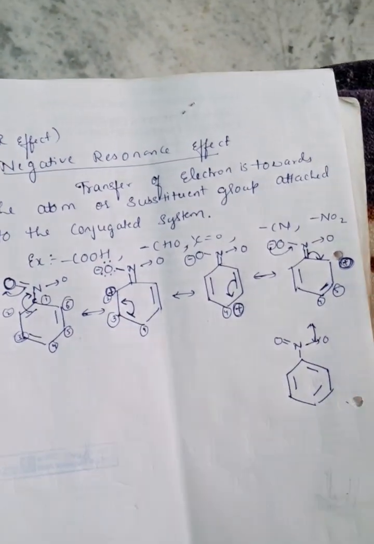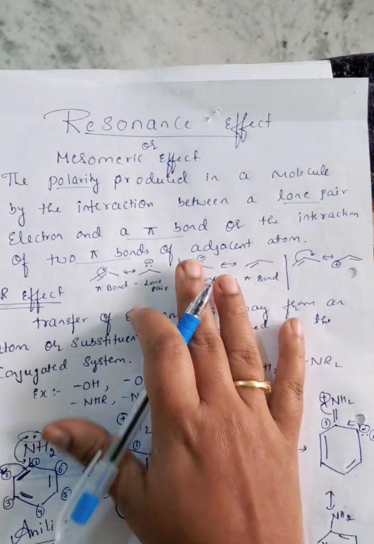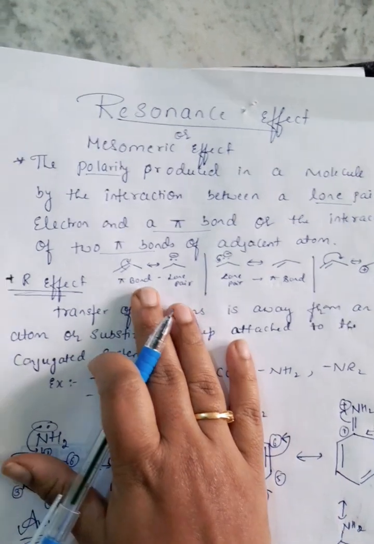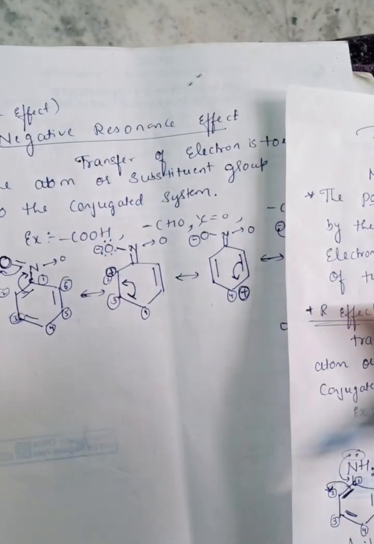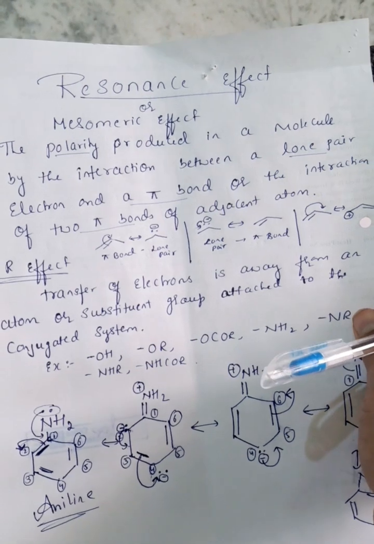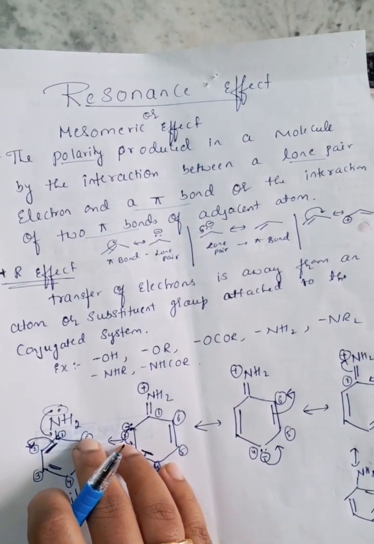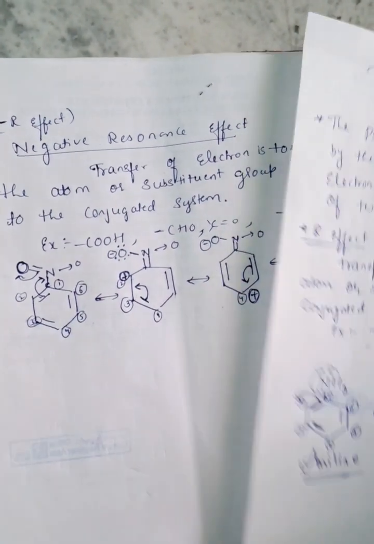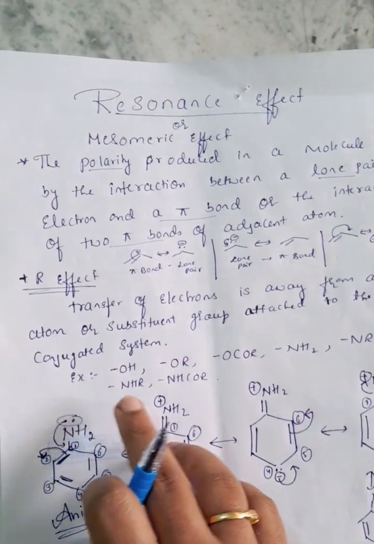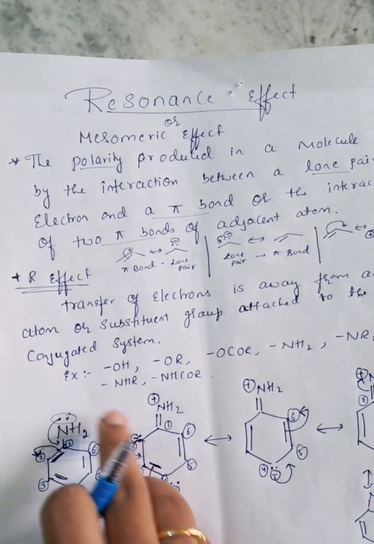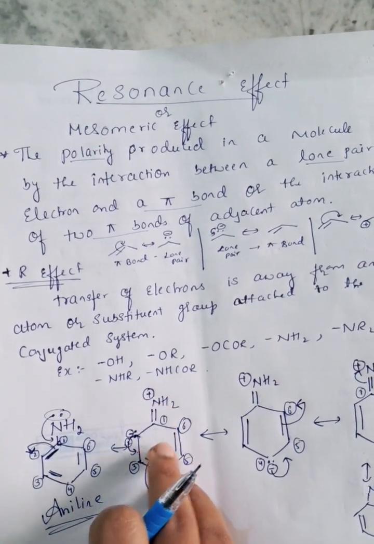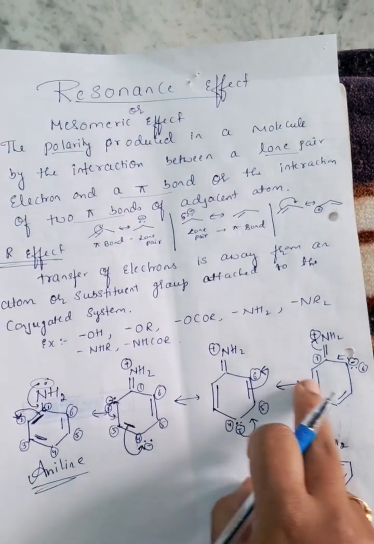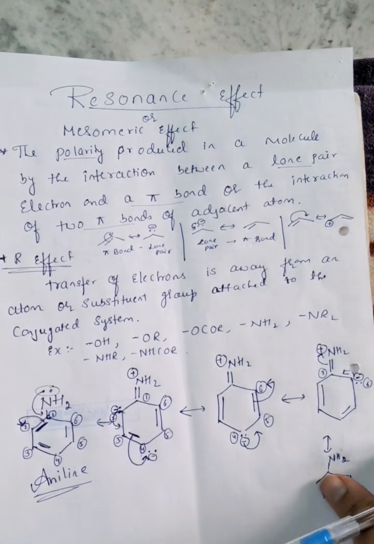Anyways, the resonance effect. Actually, a polarity has been created between the lone pair of electrons and the benzene ring. There are two types, one is plus R and the other is minus R. So when do we exhibit a plus R effect? Whenever there is an electron donating group, then it is plus R. Whenever there is an electron withdrawing group, there is a minus R effect. If it is a plus R effect, the group attached to the benzene ring is going to give the electron, and therefore it gains a positive charge, and the benzene ring is going to accept the electron, therefore it gets a negative charge. So just make a note of this. This is very important.